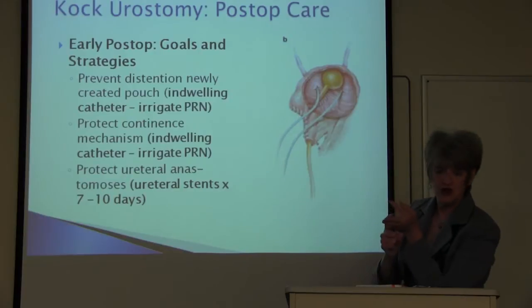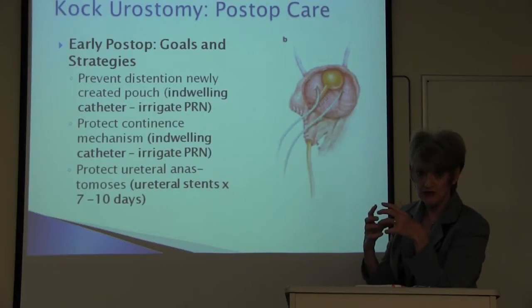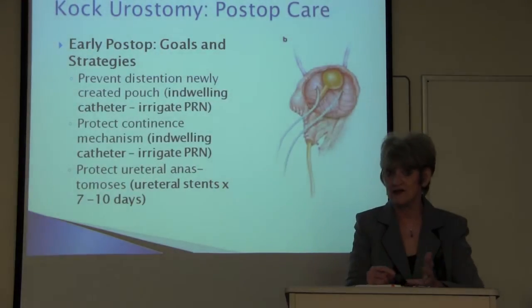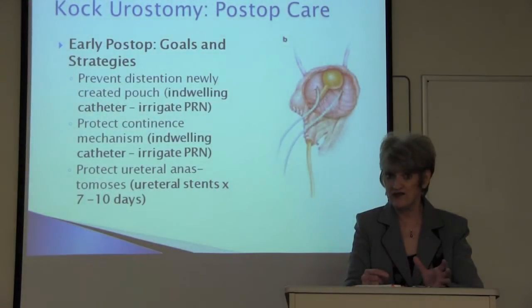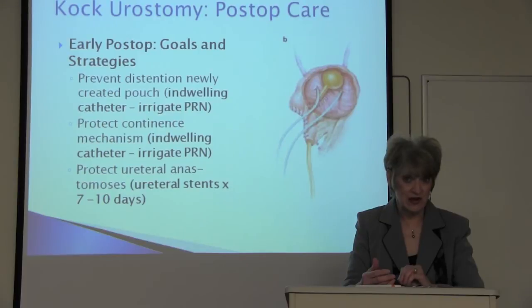You've got three major goals in managing these patients early post-op. First of all, you know you have multiple suture lines in that newly created reservoir. You want to prevent premature distension of the reservoir, because if the reservoir distends before those suture lines have healed, you'll get extravasation of urine out into the abdominal cavity. So how do we prevent premature distension of this newly formed reservoir? We place an indwelling catheter and we keep the reservoir drained.